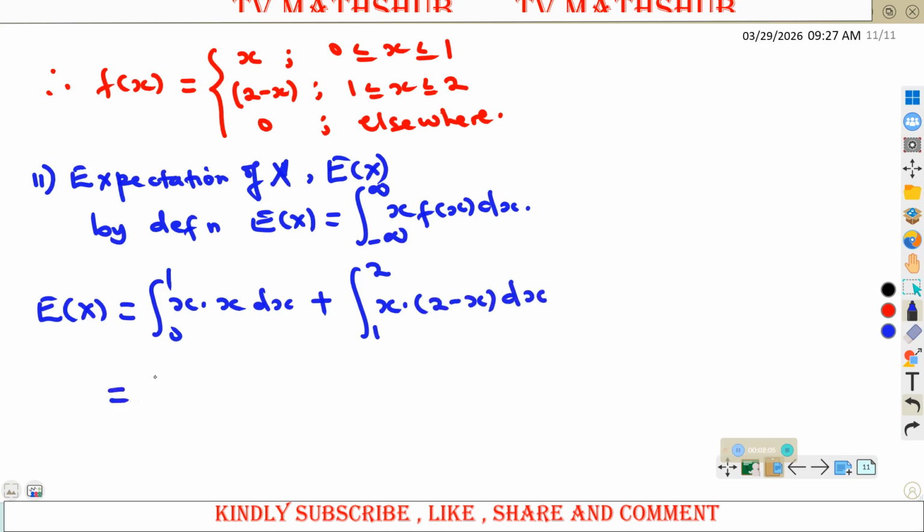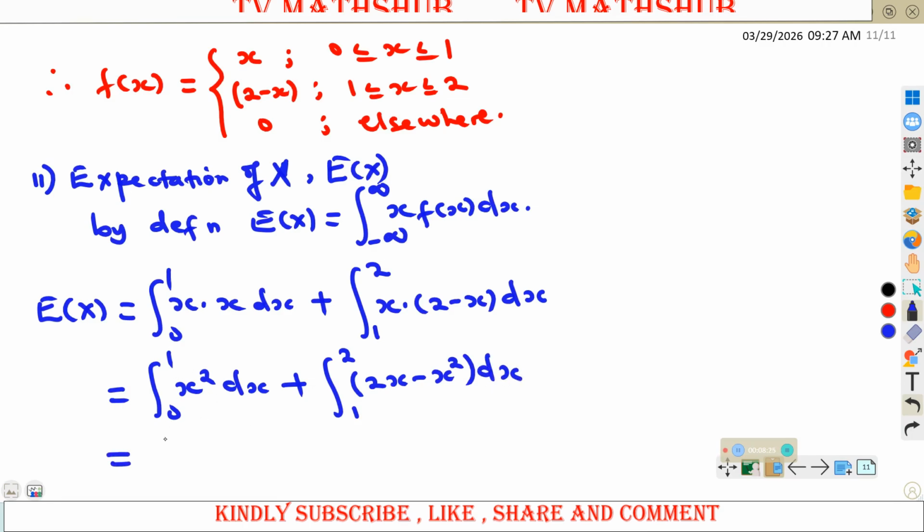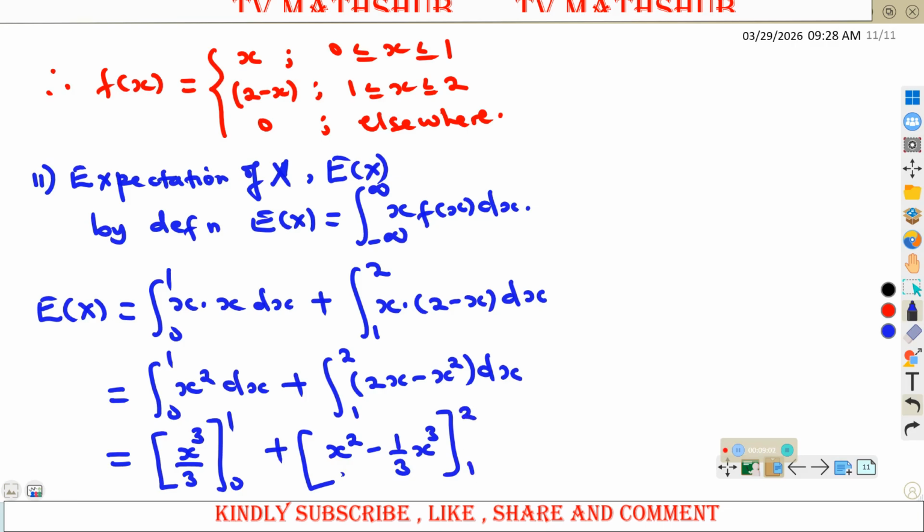dx. So this will be the same as the integral from 0 to 1 of x squared dx, plus the integral from 1 to 2 of 2x minus x squared dx. Now we shall integrate this. For x squared, increase the power, it becomes x to the power 3 divided by the new power, which is 3, from 0 to 1, plus do the same here: increase the power of x, that will be x squared divided by 2, times the 2, so that 2 will cancel, minus a third x to the power 3, from 1 to 2.